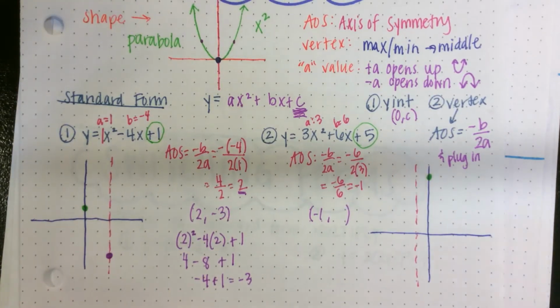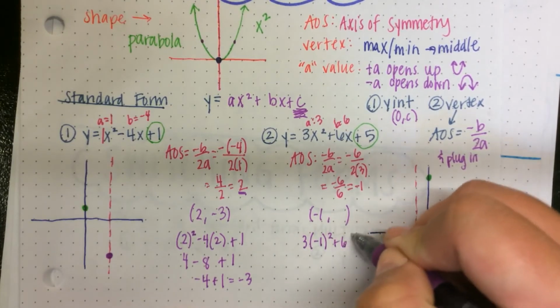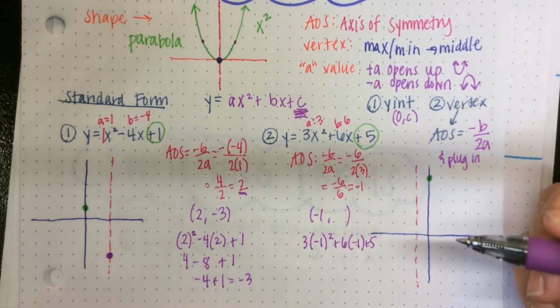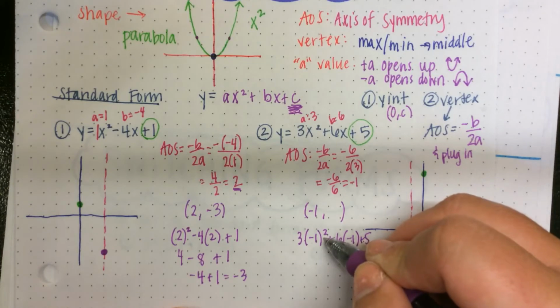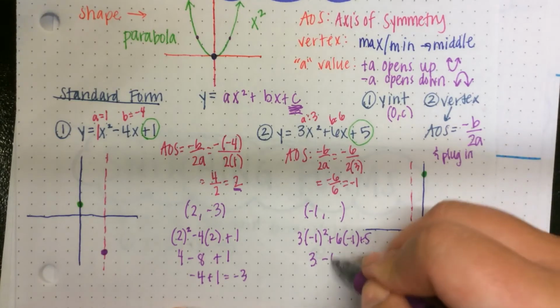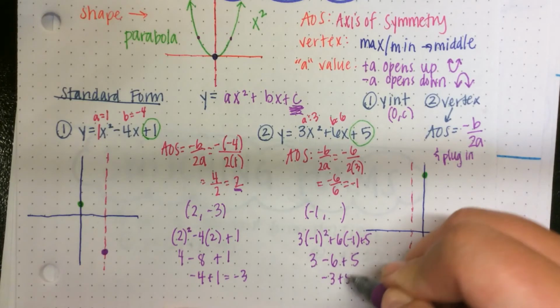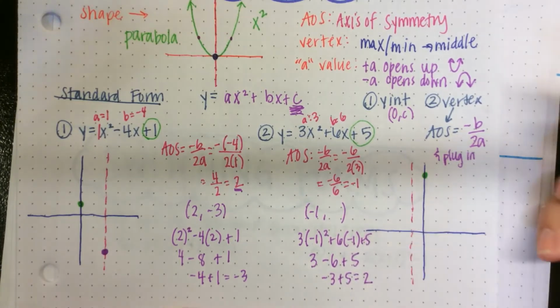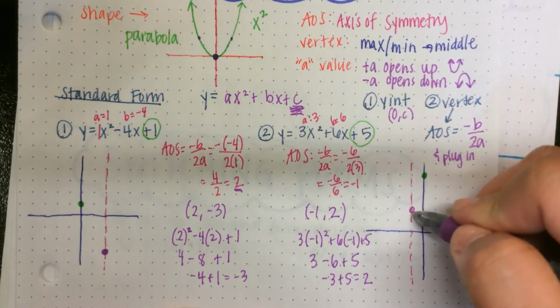All right. Over here, I can do the same thing. We have 3 times negative 1 squared plus 6 times negative 1 plus 5. Negative 1 squared, this number is always going to be positive. The x squared, because you square negative, it stays positive. So that's 1. So then 3 times 1 is 3. 6 times negative 1 is negative 6, and then plus 5. So 3 minus 6 is negative 3, plus 5, positive 2. So my vertex over here is at negative 1, 2.